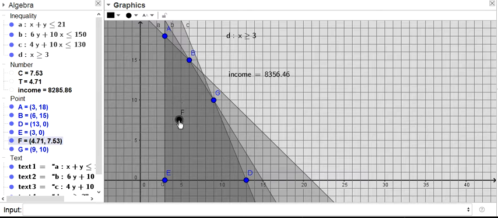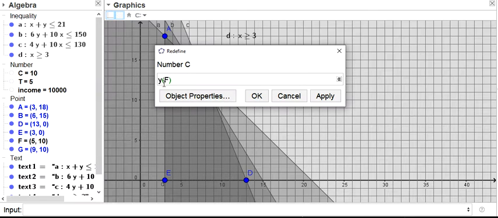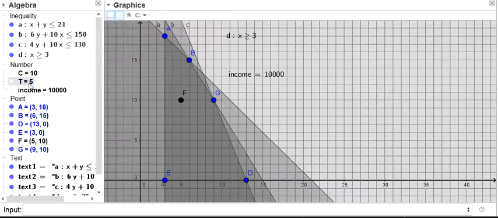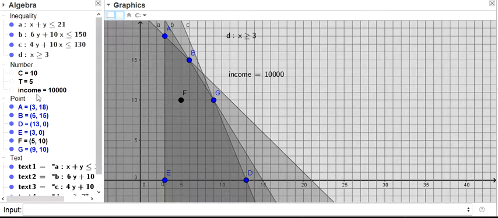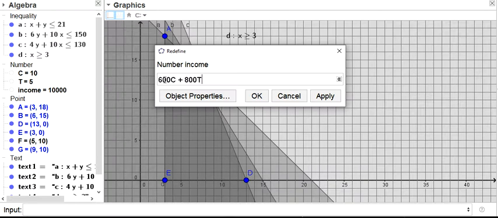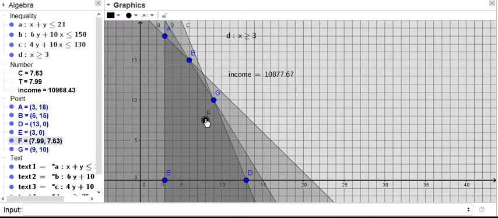And again, I was able to set this up so anything inside of here, all of my constraints are satisfied, right? You can see that I'm extracting this t, which is defined to be the y value at point F, and this is defined to be the x value from point F. And the income, if you'll recall, was 600 times the acreage planted in corn plus 800 times the acreage planted in tomatoes. So it's a really cool visual way to see that at the vertex, I'm maximizing values right here.